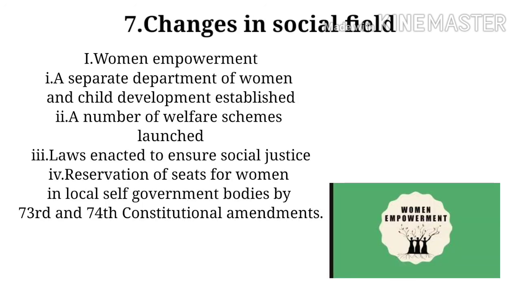7. Changes in social field. Number 1. Women empowerment. A separate Department of Women and Child Development was established. A number of welfare schemes were launched. Laws were enacted to ensure social justice. Reservation of seats for women in local self-government bodies by the 73rd and 74th Constitutional Amendments.